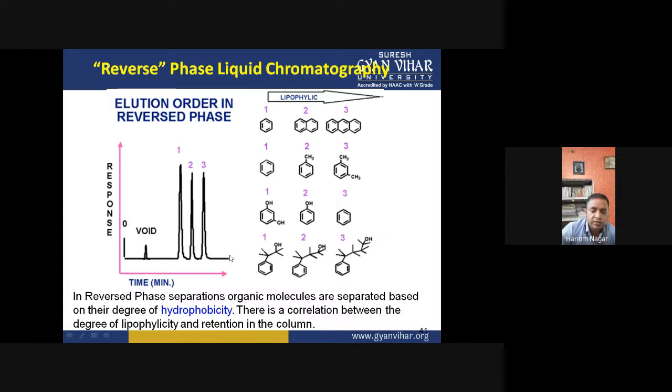And this is also the same category, with the same elution order. So in reverse phase separations, organic molecules are separated based on their degree of hydrophobicity. There is a correlation between lipophilicity and retention in the column. The lipophilicity and retention of the compound in the column are correlated.